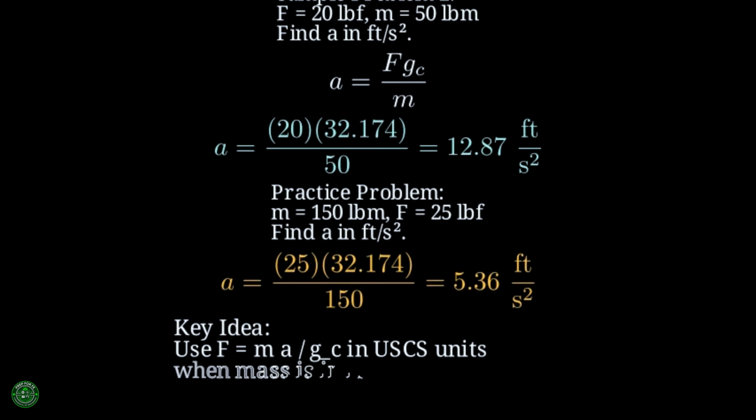Let's recap. In US customary units, pound mass is not the same as pound force. Use gc to convert between them in Newton's second law. Remember the key idea. Force equals ma divided by gc when mass is in pound mass and force is in pound force.